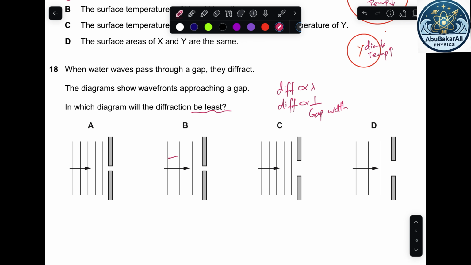So this is lambda, right? This is lambda. So B and C are not the options because they have the greater wavelength. Now you have to choose between A and C. They have the same wavelength. So you will see this has a smaller gap as compared to this one. So a bigger gap means less diffraction. So this is the short wavelength and bigger gap that will cause less diffraction. C.